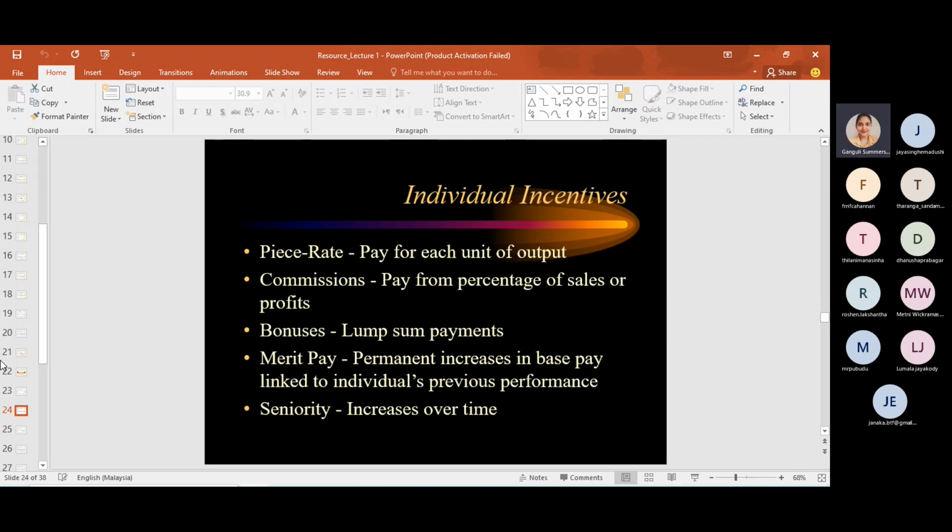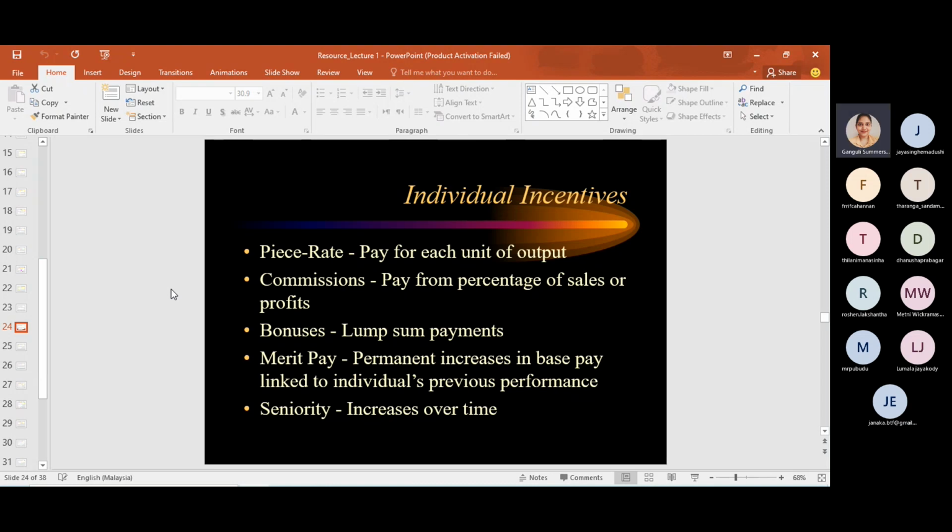Okay, so incentives basically means additions. There are several types of individual incentives: piece rate incentives, commissions, bonuses, merit pay, and seniority.